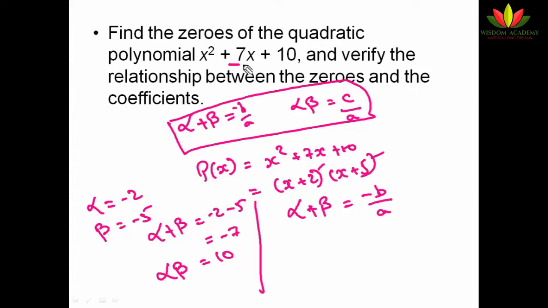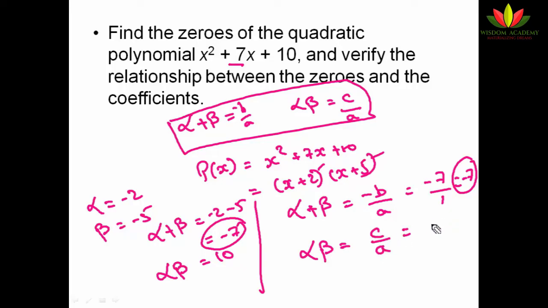and the value I have here for b is 7. So I will take minus 7 by 1. So the answer is going to be minus 7. The same thing I got here by doing it manually. Similarly, alpha beta is going to be c by a, where c value is 10 and a value is 1. At last I also got 10 as the answer, and here also it's 10. Therefore we verified the relationship between the zeros and coefficients of a polynomial.